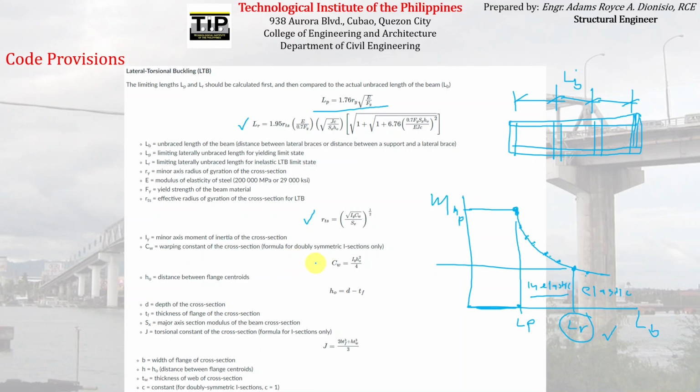Yung pinrovide lang natin dito na formula is the formula for doubly symmetric I sections only, which is equal to this. Cw is equal to Iy ho squared over 4, wherein ho is equal to distance between flange centroids, which can be found using this formula, or you can just draw the I-beam and then simply compute for the distance between the centroids of the flanges. So, nasaan yung mga centroids ng mga flanges? Rectangular lang naman yung flange na to, tsaka to. So, ang centroid niya nasa gitna. Ganun din to. So, kunin mo yung distance between them, yan yung tinatawag natin na ho.